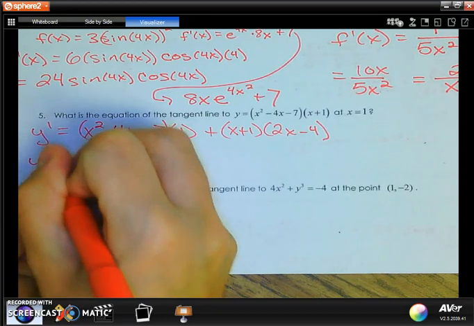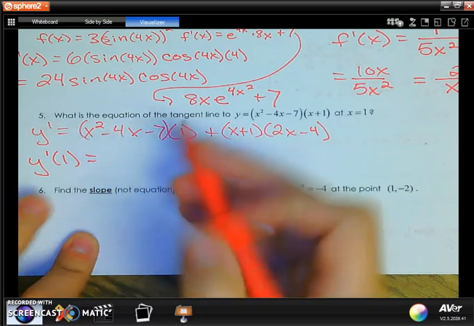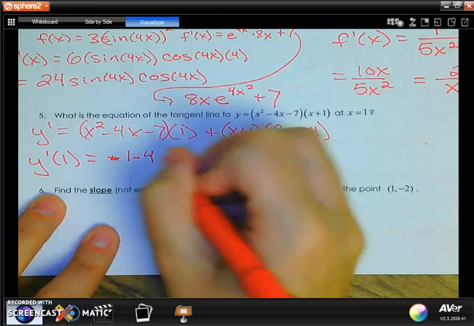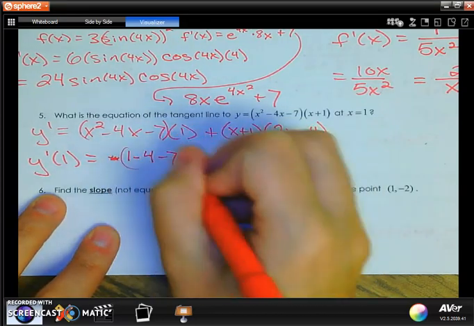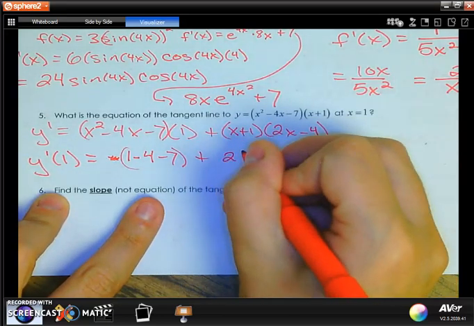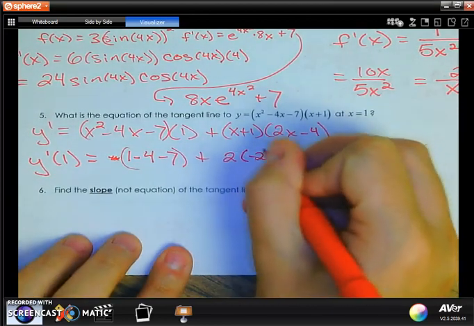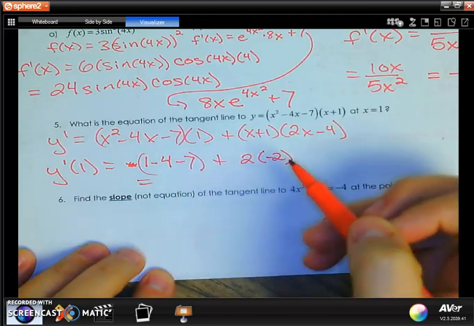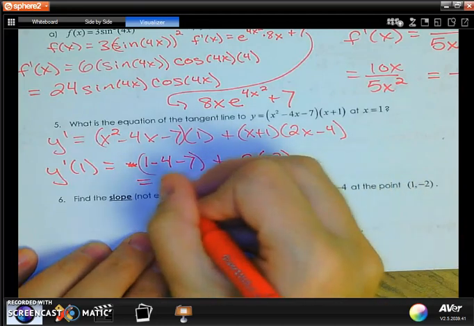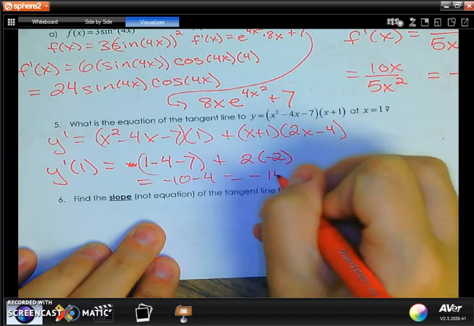So to show that I'm evaluating the derivative at 1, that's that notation. And so when you plug in 1, you get like 1 minus 4 minus 7 times 1, so you've got this. Plus if I plug in a 1 here, that's 2 times, if I plug in 1 there, that's 2 minus 4 is a negative 2. So, let's see, negative 3 minus 7 is negative 10, and that's a negative 4, so I got a negative 14 there.